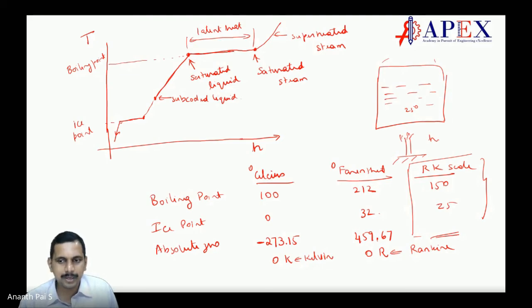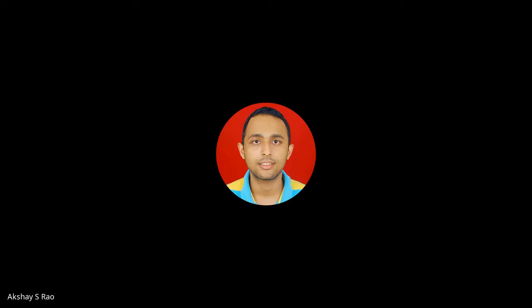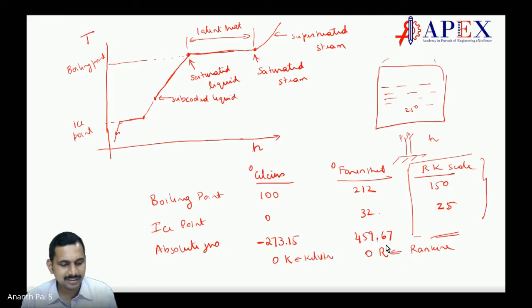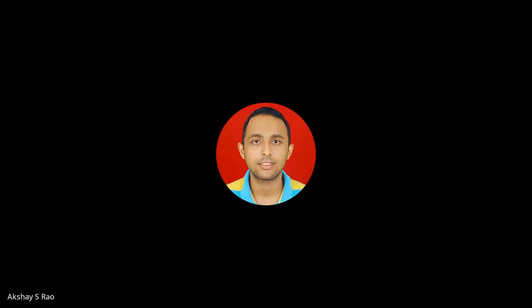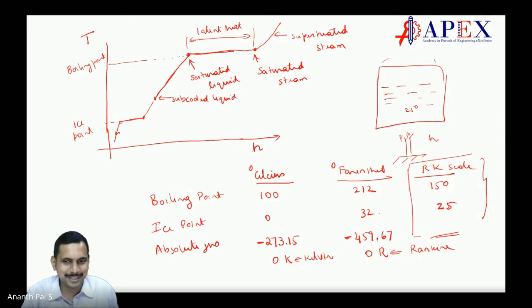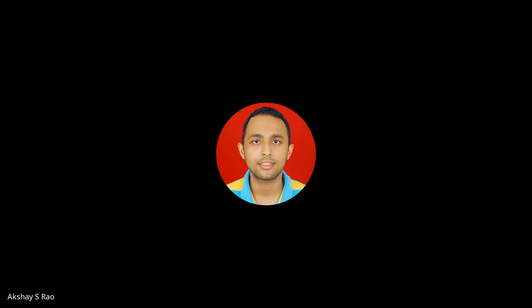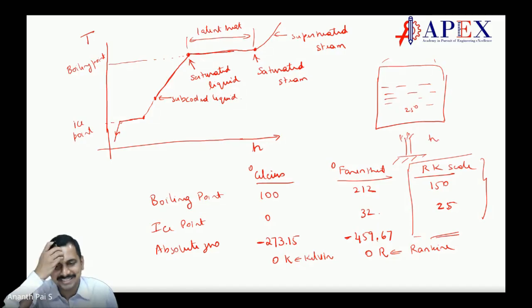Akshay, can you help me out with this RK scale? Yes, sir. Absolute zero in Rankine scale is 459.67. Minus, not plus. Minus. I'm very sorry. Correct. Yes, yes. Minus. So what is the RK scale? The RK scale is our Ramakrishnan scale.